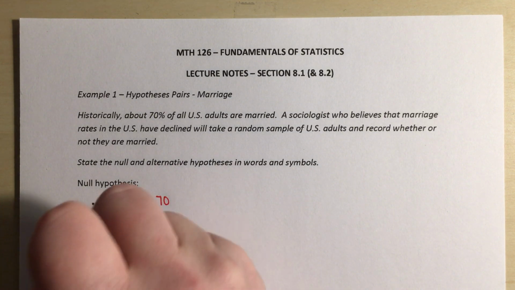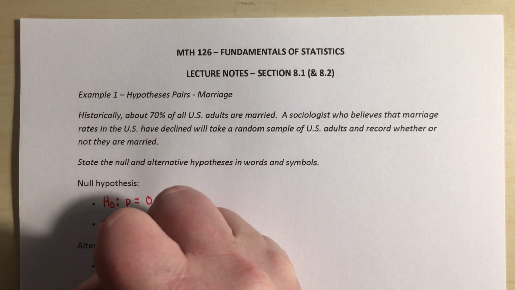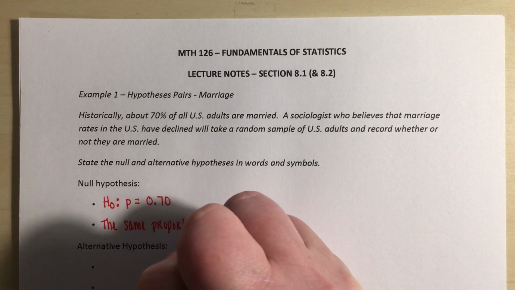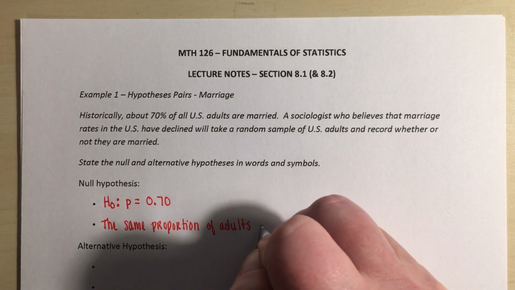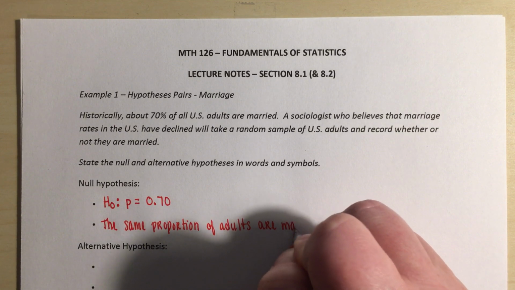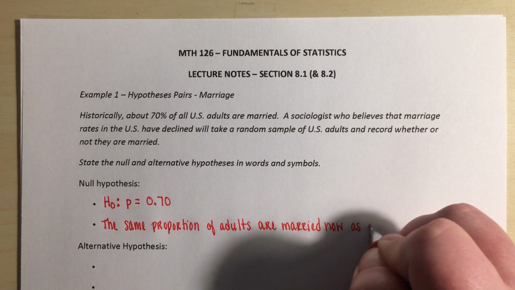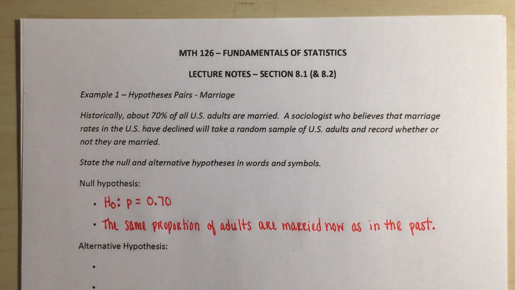In words, this means the same proportion of adults are married now as in the past. So our population parameter, our proportion for our population, is 70%. It's the same as it has been in the past.